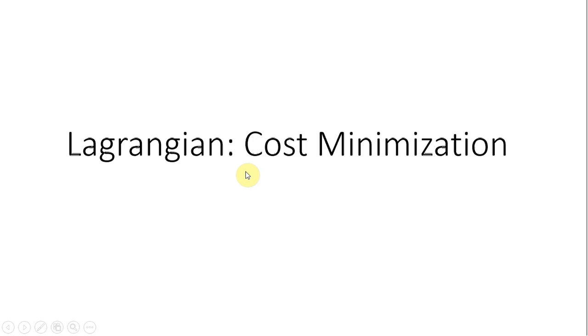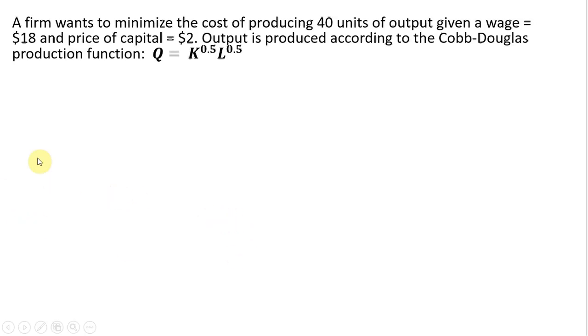In this video, I'm going to do a Lagrangian problem that minimizes the cost of producing a given level of output. We have a firm that wants to minimize the cost of producing 40 units of output, given a wage of $18 and a price of capital equal to $2. Output is produced according to the production function, where K is units of capital, L units of labor, and Q is just the amount of output.